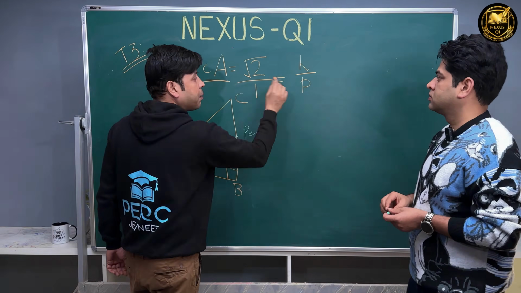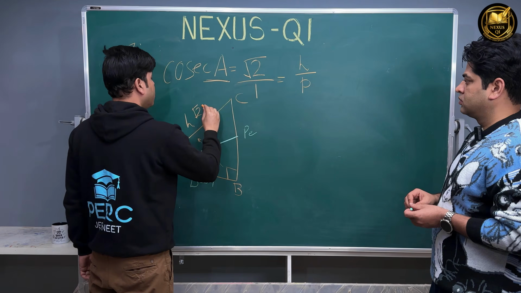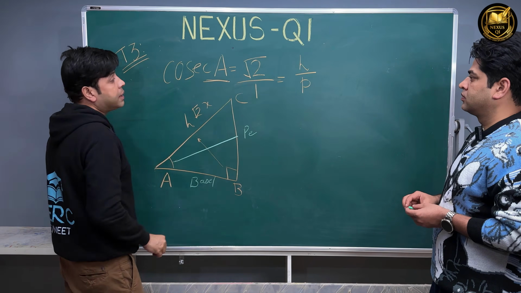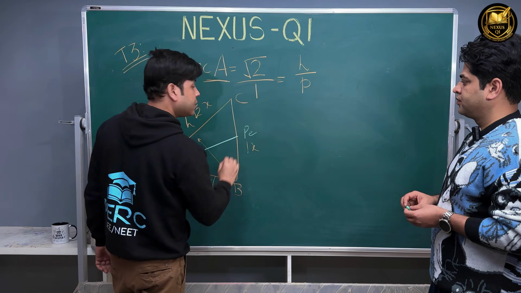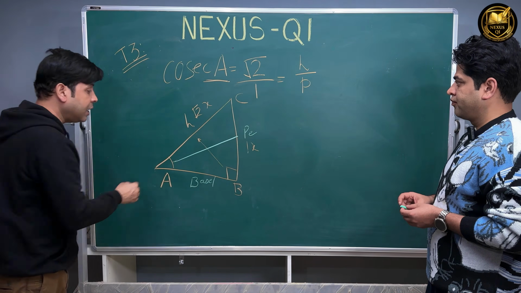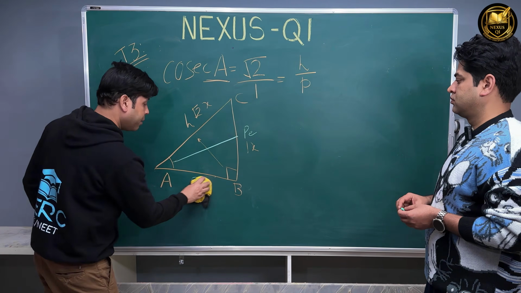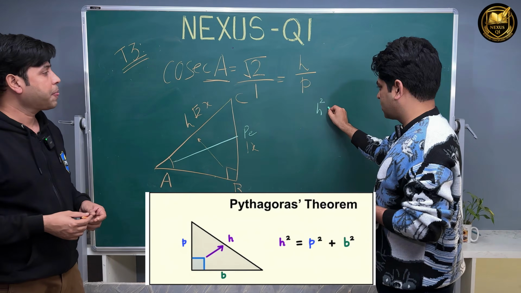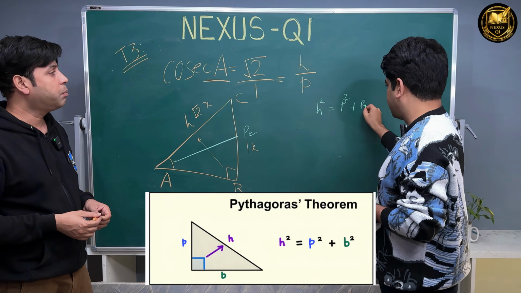So hypotenuse by perpendicular. This is the hypotenuse, so this will become root 2, put x here. Then perpendicular is nothing but this one. This is 1x. Again you have to find the third side, and for that you need the Pythagoras theorem. So tell me what is AB? Hypotenuse square equals perpendicular square plus base square.